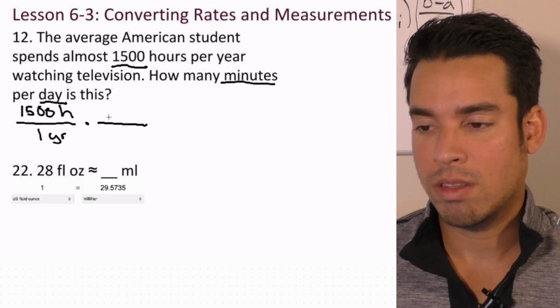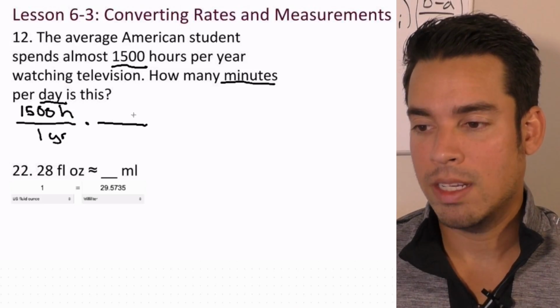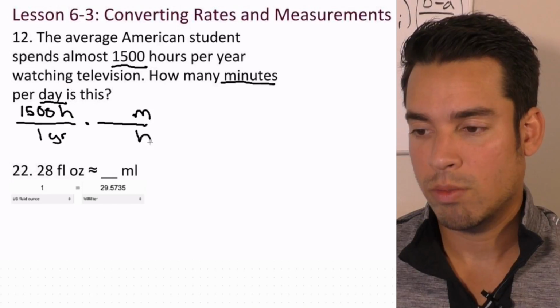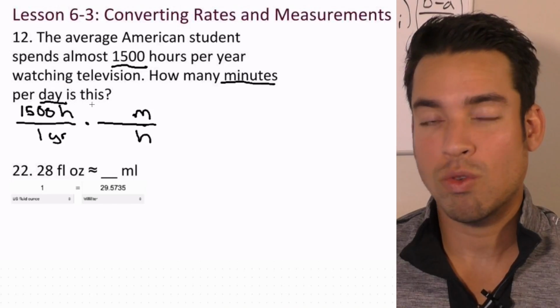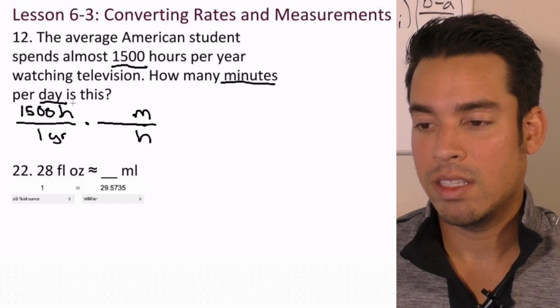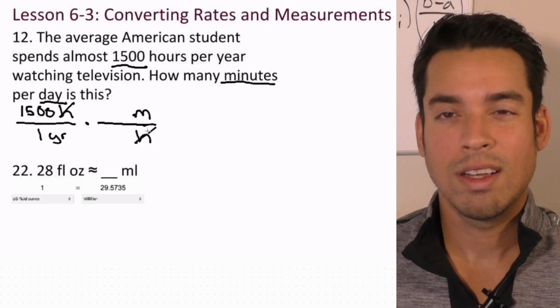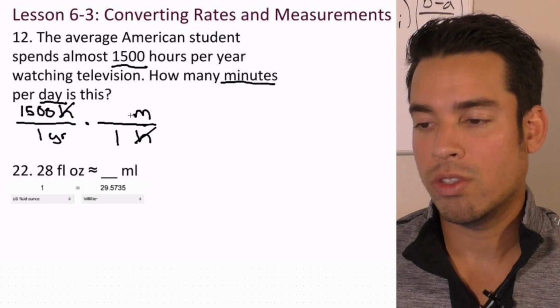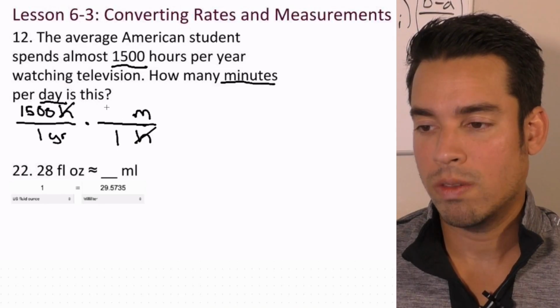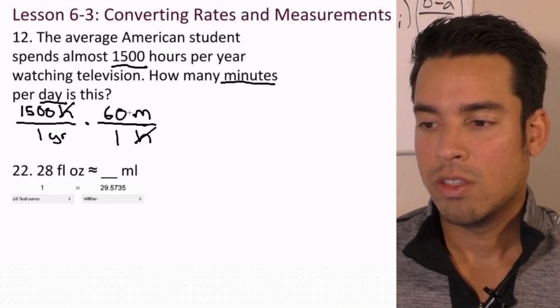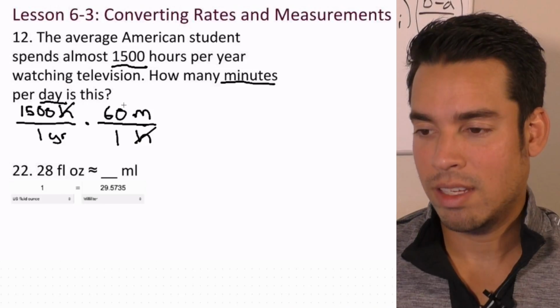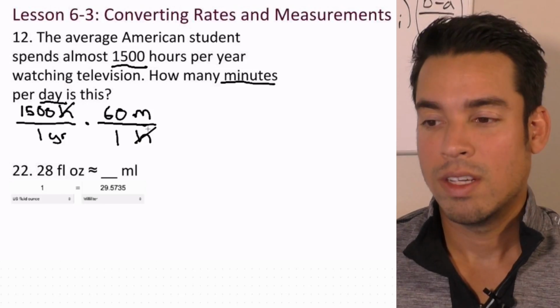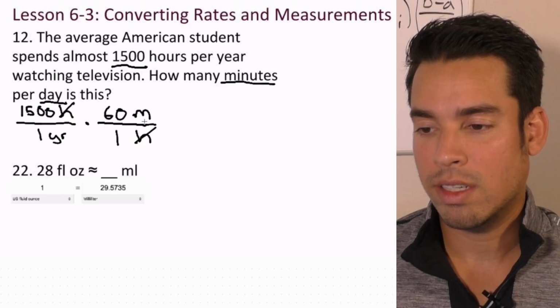Again, we're trying to convert this to minutes. So if I want minutes on top, we've got to put hours on the bottom. It's just like cross simplification. That way these hours are going to cancel out. So now all I have to say is, well, if we did 1 hour, how many minutes are there in 1 hour? There are 60. So this is 60 minutes over 1 hour. This again is 1, so this works. Just like that, we've changed the hours into minutes.